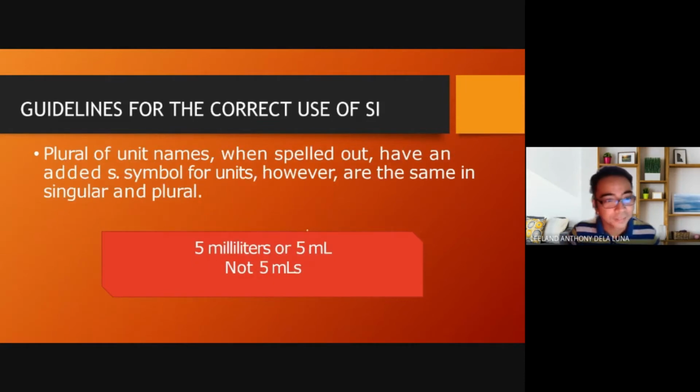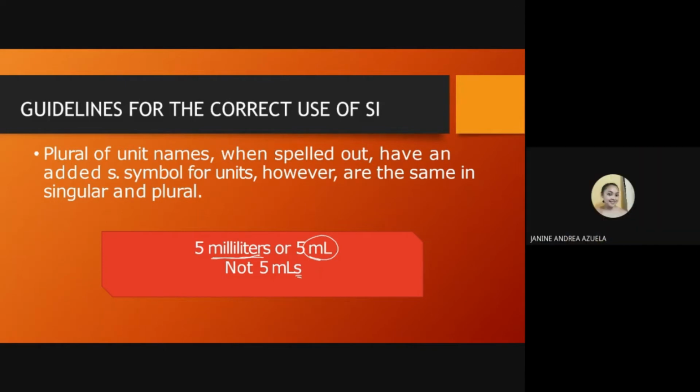Then, plural of unit names, when spelled out, have an added S. Symbols for units, however, are the same in singular and plural. So, halimbawa class, kung 1 ml or 1 milliliter, 1 milliliter lang. Kung 2 ml, so 2 milliliters. May S na yun, di ba? Kasi plural na siya. Pero class, kung gagamit tayo ng abbreviated form ng unit, pag ml yan, kahit ilan pa yan, will always be ml lang. Hindi kailangan lagyan ng S. Like halimbawa, 10 ml. Hindi yan 10 mLs. It's just 10 ml. No need to add the S to indicate that it's plural. For the symbol lang. Are we good? Pero if you spell out the entire unit, then yes, put an S. Kasi plural yun, marami yun eh. Are we clear so far? Okay, good.